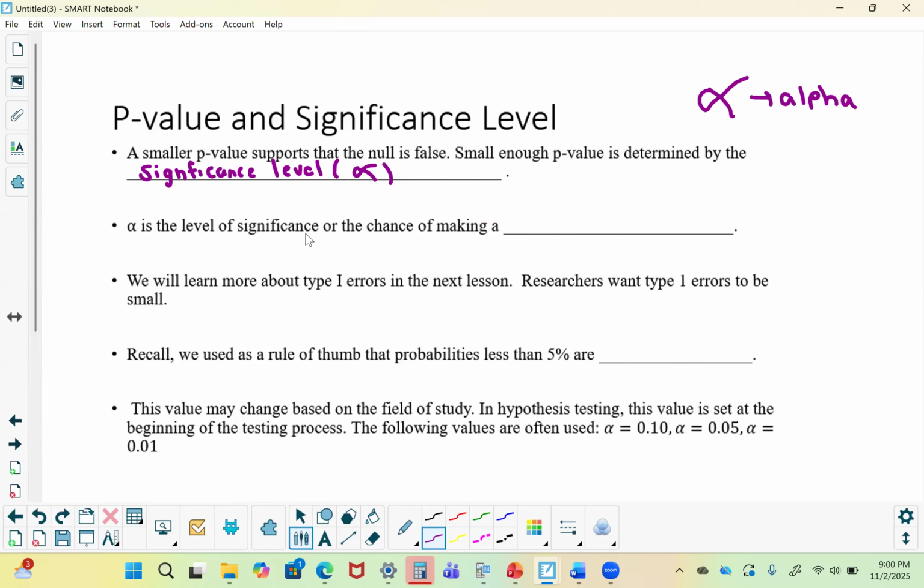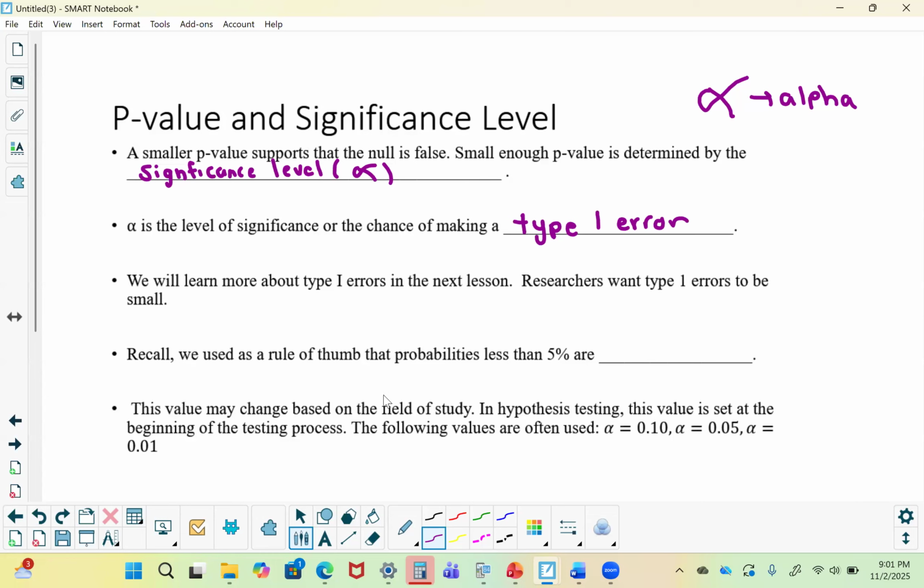And generally the significance level is determined before researchers collect the data. Usually when they're writing their null and alternative, they'll say, I want a significance level of 5%. So I want just a 5% chance of making an error. And alpha is the level of significance, or the chance of making what's called a type 1 error.